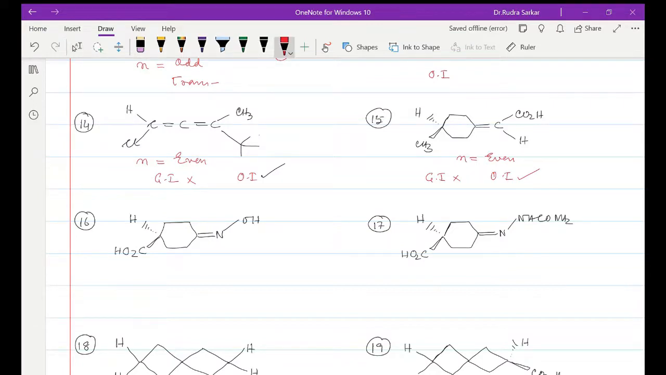Again over here, as we can see, number 16 molecule, over here there is a lone pair which can also be considered as a group, and this is basically an oxime, and since there is a ring and then there is a double bond, we will say GI not possible, but optical isomerism is going to be possible over here.